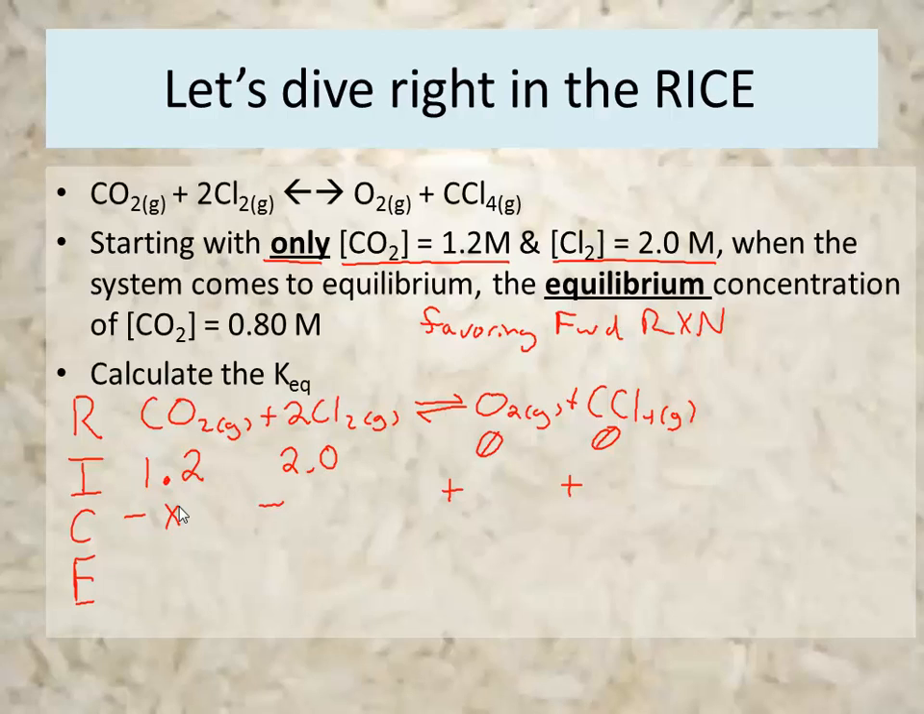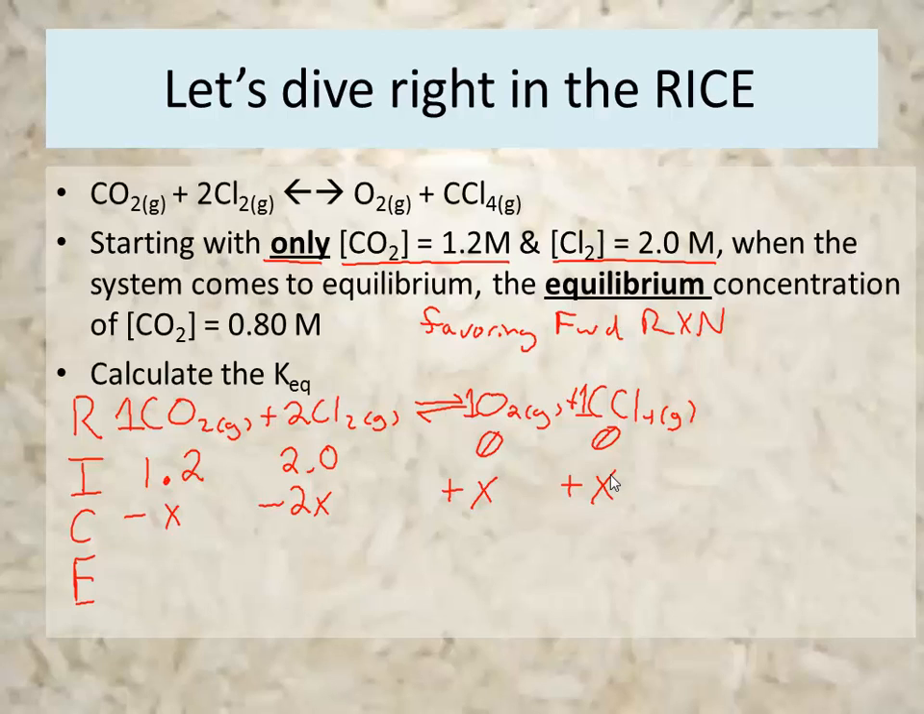So I look to the coefficients, and I know this is a 1 coefficient. This is a 2 coefficient. These are also 1 coefficients. So if I'm going to decrease this by X, what's the Cl2 going to decrease by? Minus 2X. This is going to increase by X and X. So at equilibrium, I can figure out what my concentration is in terms of X.